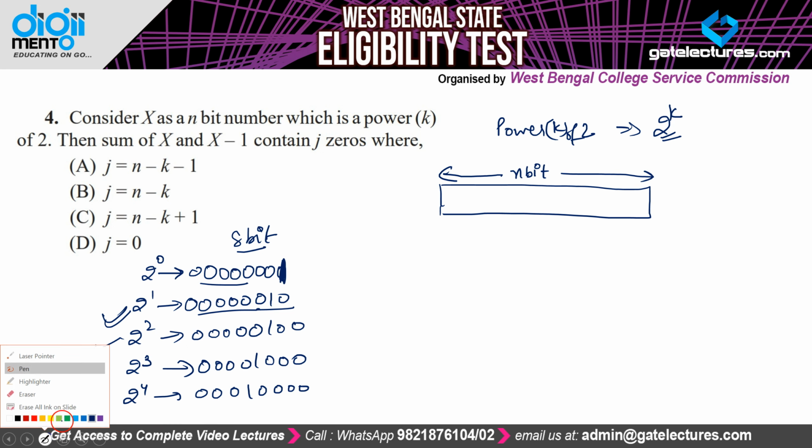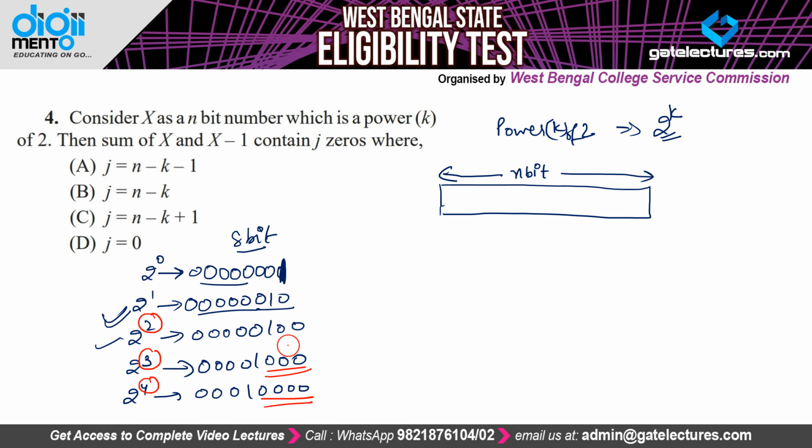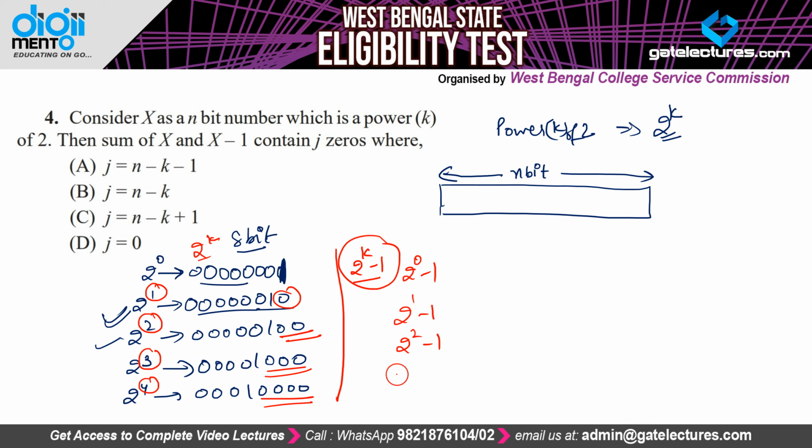Whatever the power is, for example, if we have power 4, that means we have 4 zeros. If we have power 3, that means we have 3 zeros here. If we have power 2, that means we have 2 zeros here. If we have power 1, that means we have 1 zero on the right hand side. Now let me find 2 raised to power k minus 1. This is representing 2 raised to power k, and for 2 raised to power k minus 1, I do 2 raised to power 0 minus 1, 2 raised to power 1 minus 1, 2 raised to power 2 minus 1, 2 raised to power 3 minus 1, and 2 raised to power 4 minus 1.